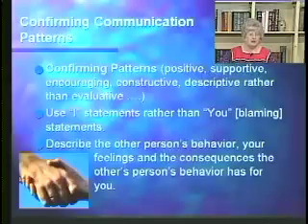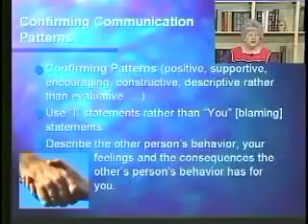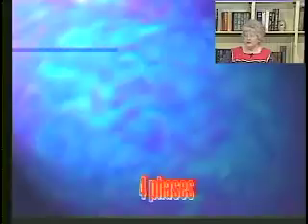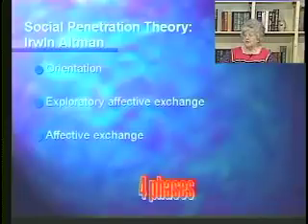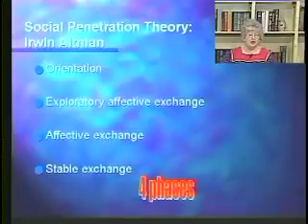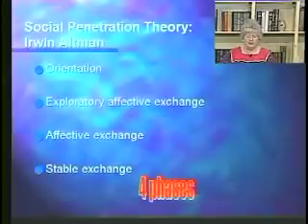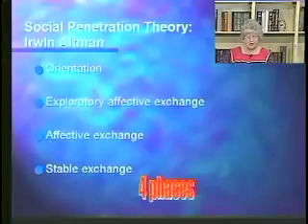And what you're doing is describing the other person's behavior, how you feel about it, what the consequences of that are, and particularly how that's affecting you. Okay, we had Altman's social penetration theory. I won't go back through it. It has 4 stages, much like the 3 that we saw earlier and the 5 that we had from Knapp. Orientation, exploratory affective exchange, affective, where you're actually exchanging feelings, and then stable exchange.